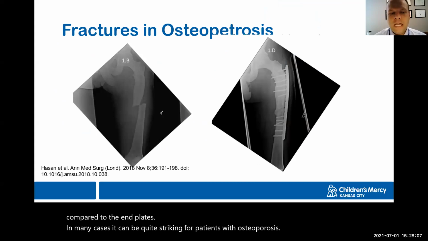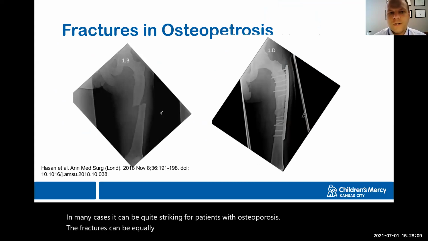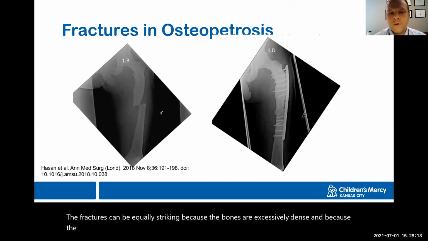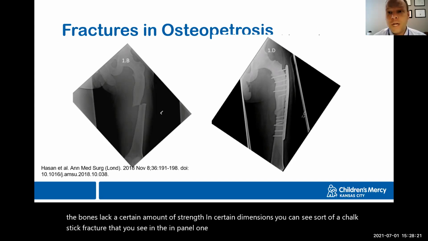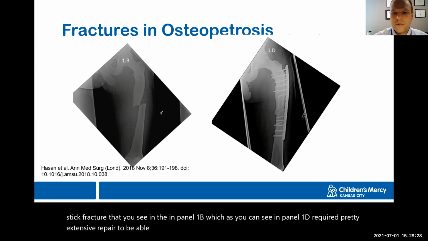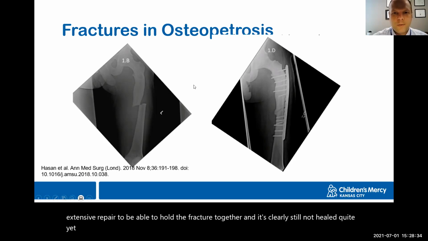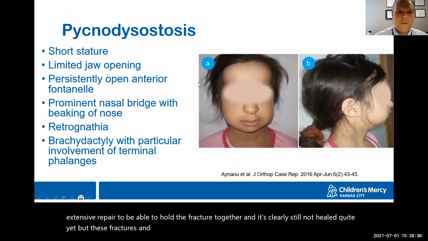The fractures can be equally striking because the bones are excessively dense, and because the bones lack a certain amount of strength in certain dimensions. We can see sort of a chalk stick fracture that you see in panel 1B, which, as you can see in panel 1D, required pretty extensive repair to be able to hold the fracture together, and it's clearly still not healed quite yet. But these fractures in osteopetrosis can be really striking.